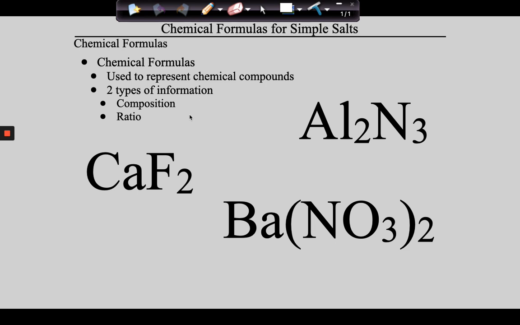Now guys, we need to slow down, and I want you to write this in your notes. Please scratch this down. Guys, what is barium nitrate made of, and how many of each?